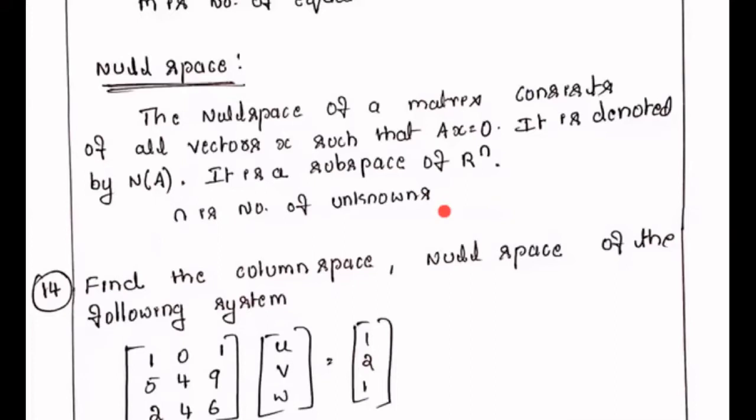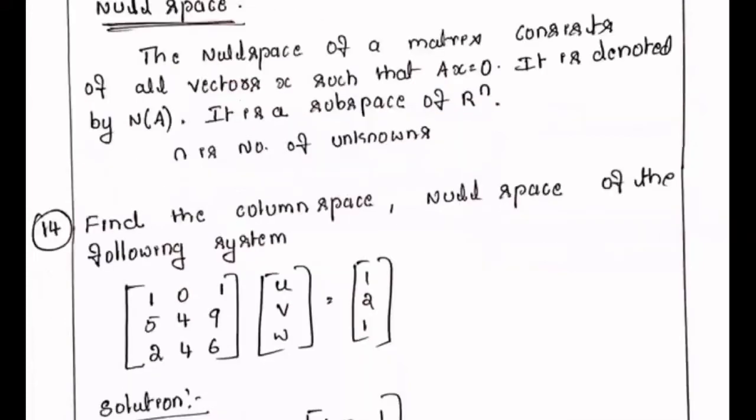Even if the number of equations is more, if the number of unknowns is less, then you can find the solution. But if the number of equations is less and the number of unknowns is more, then you can't find the solution. That you know, right? So this is related to the number of unknowns. The column space was related to the number of equations.